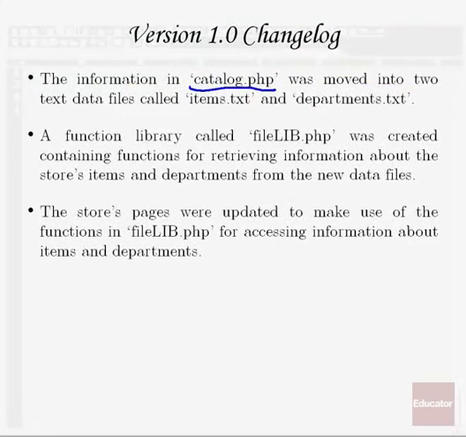And so what we've done is, again, we've moved this from a PHP script into a flat text file that we can store on our web server, that we can edit manually if we need to. And then what we're going to do is develop functions that enable us to access information about items and departments from these text files. So in this version, we create a new library called filelib.php that contains the functions for retrieving information about the store's items and information about the departments from these data files.